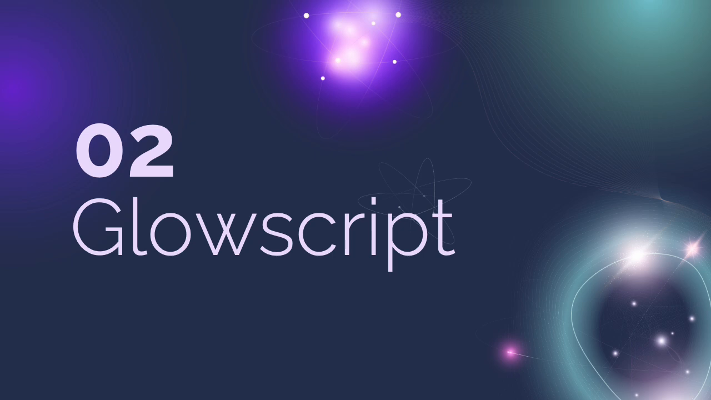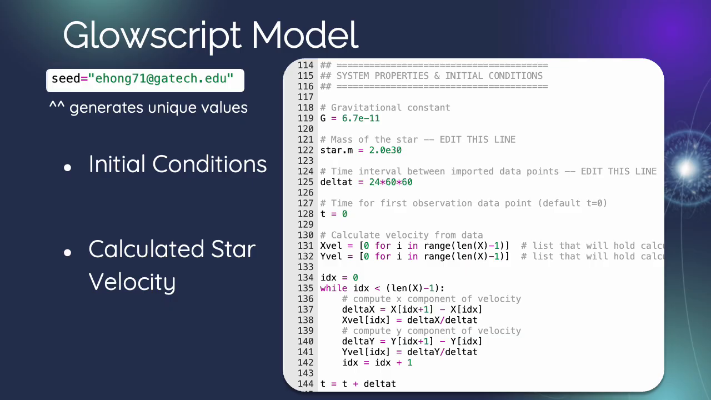So now Glowscript. As you can see in this Glowscript model, we have the seed, which is my email, that generates unique values. To get an accurate measurement for the mass of the black hole, we would need to know the momentum of the star and what the change is at multiple instances around its orbit of the black hole. In this case, I set the initial conditions, and I implemented the velocity in the x and y components of the star, and it'll be calculated at every given timestamp. And as you can see, I have the formulas for calculating the star velocity.